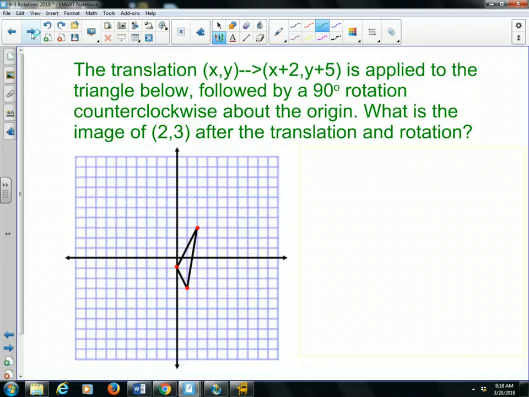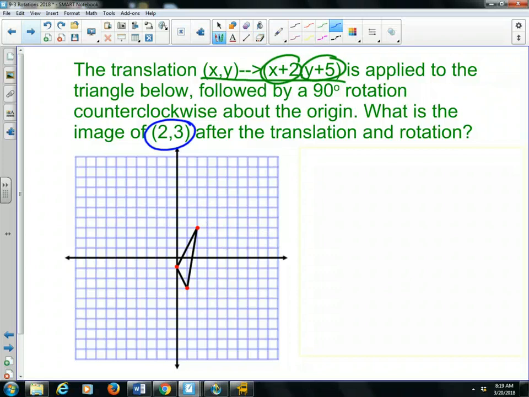The translation (x, y) yielding (x plus 2, y plus 5) is applied to the triangle below, followed by a 90-degree rotation counterclockwise about the origin. What is the image of (2, 3) after the translation and the rotation? So we have 2 different transformations going on here. The first one is a translation. So the whole triangle is moving right 2 units and up 5 units. I could do this to the entire triangle, but being that the only point I care about is (2, 3), we'll just do it to this point right here, which is right 2, up 3.